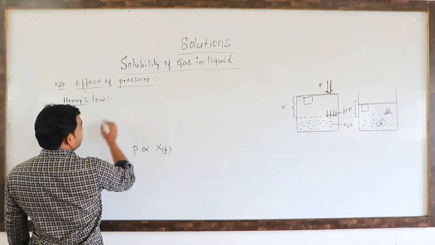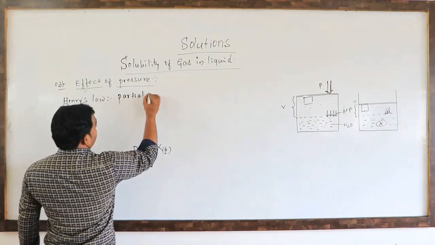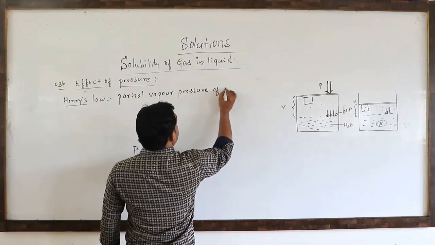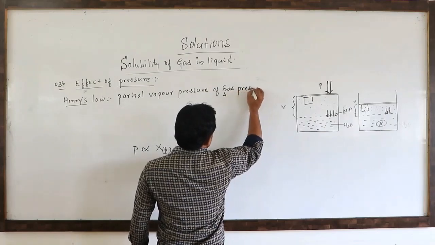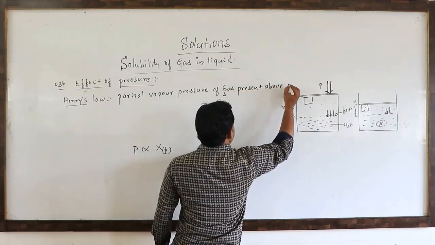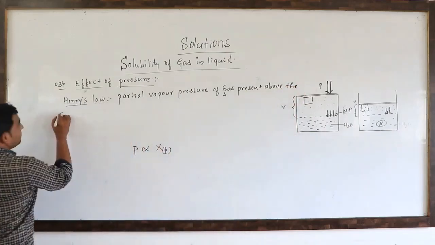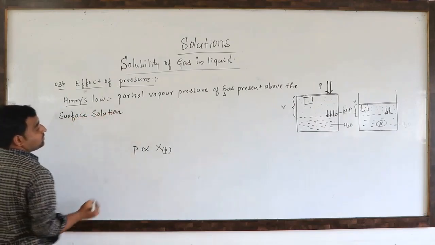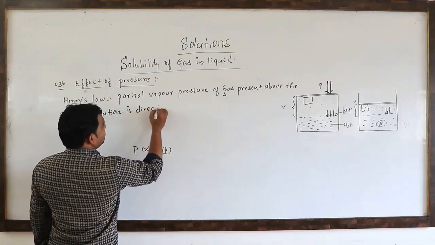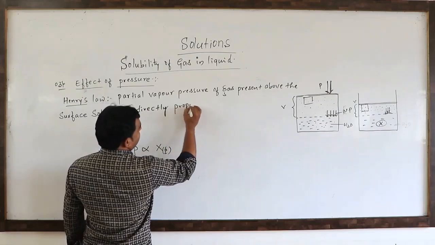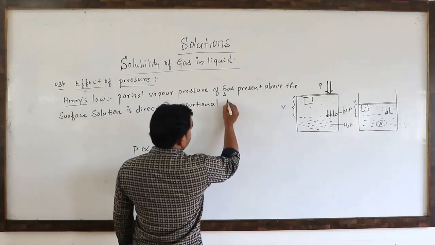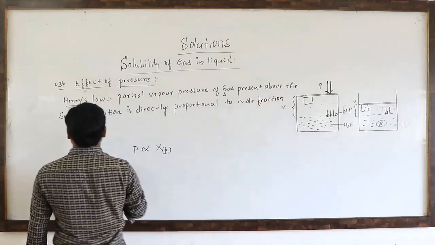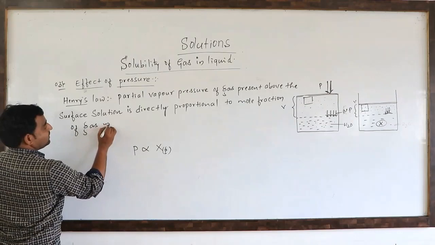So now I will write the definition of Henry's law. Partial vapor pressure of a gas present above the surface of solution is directly proportional to the mole fraction of gas in solution.